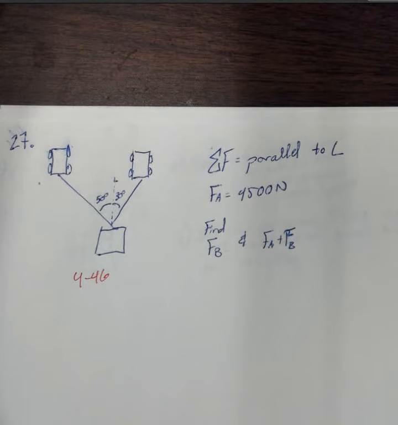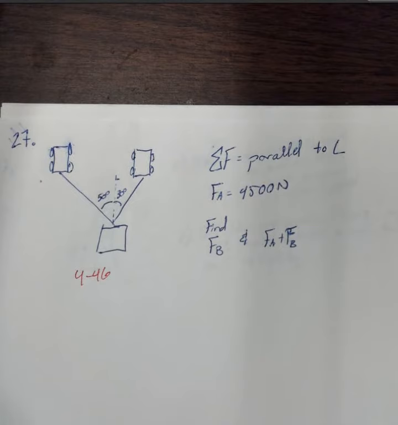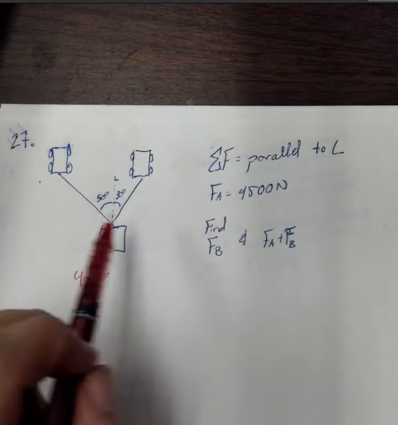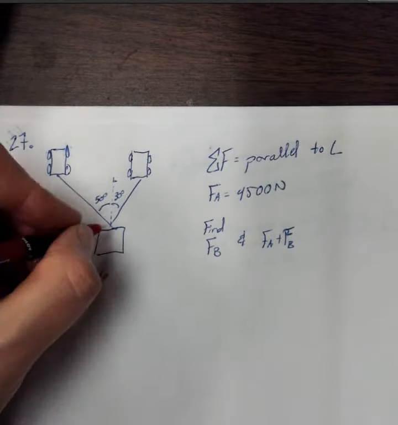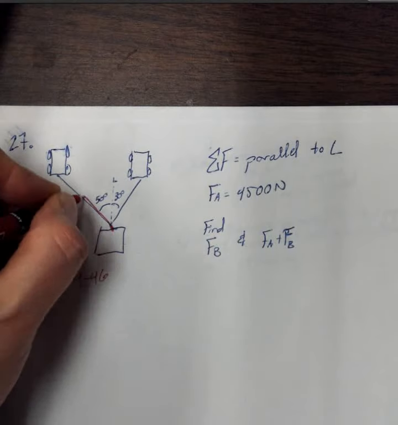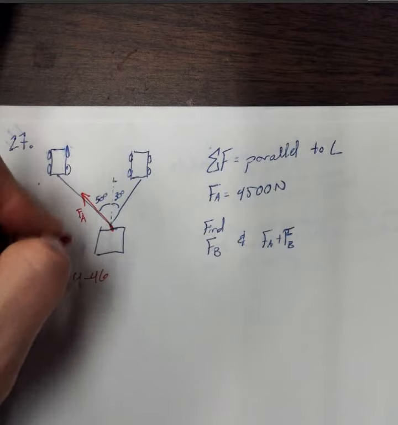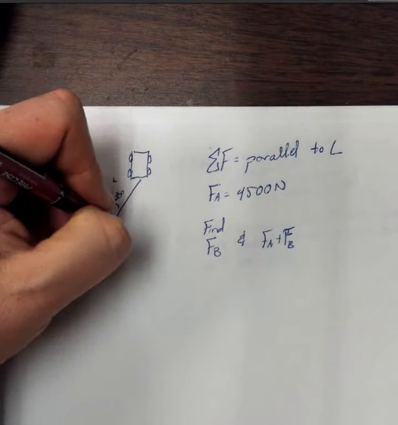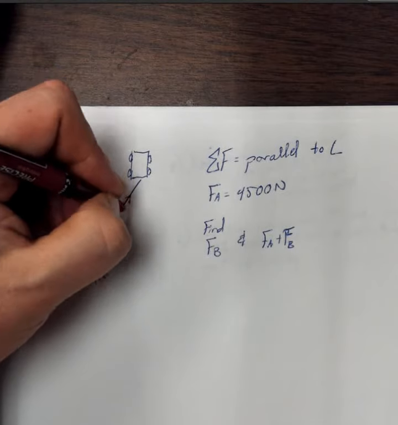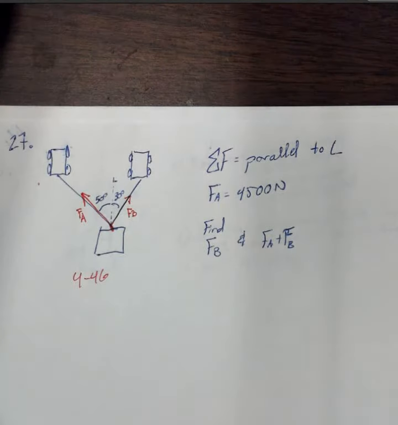The sum of the forces FA and FB exerted on the unit by the horizontal cables is parallel to the line L, and FA equals 4,500 newtons. Determine FB and the magnitude of FA plus FB. So they're telling you that the force exerted on the house by the tension force in FA and the force exerted on the house from the tension FB will result.